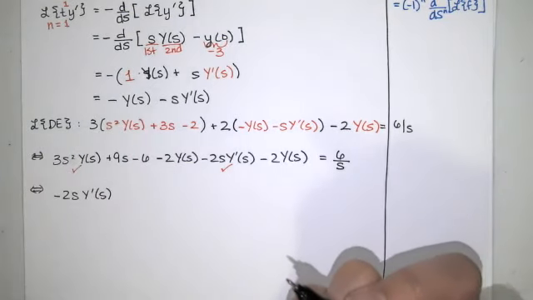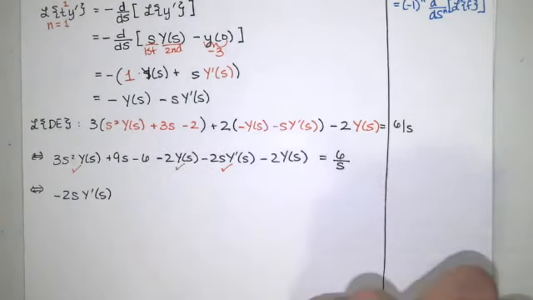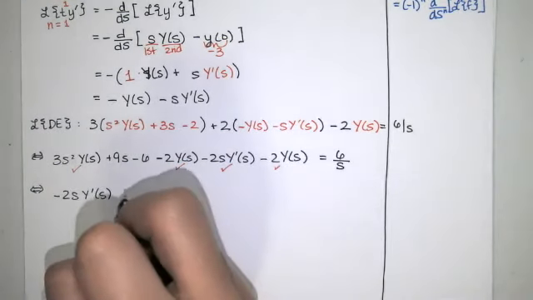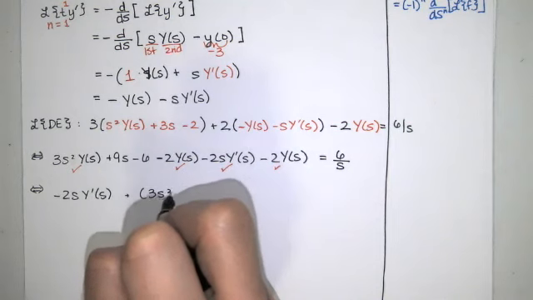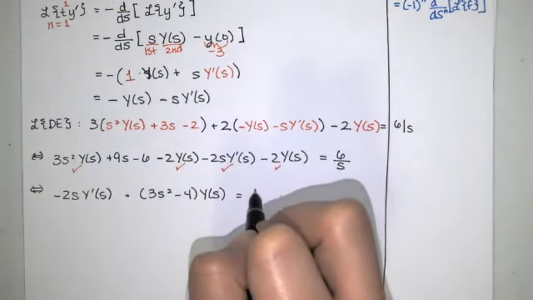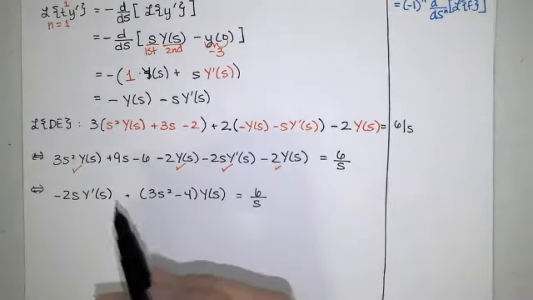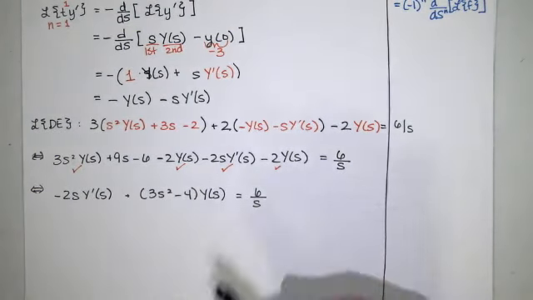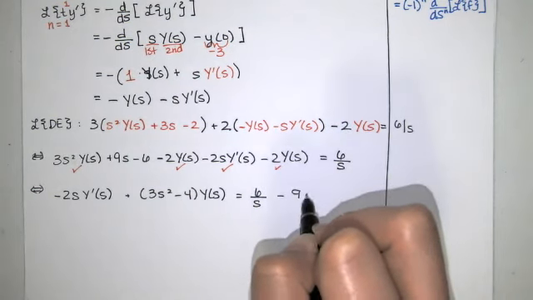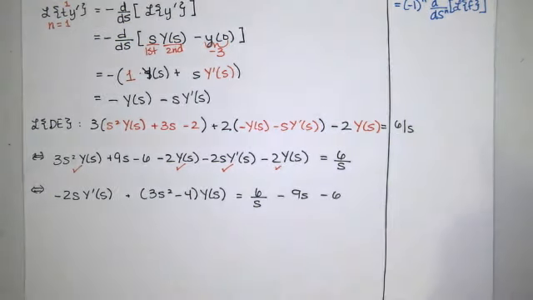Then I want the y of s terms. I've got a 3s squared times y of s minus 2 times y of s minus 2 more times y of s. So that ends up being 3s squared minus 4 times y of s. And that equals 6 over s. And then I want these terms to be on the other side as well. So I will subtract 9s from both sides and subtract 6 from both sides.